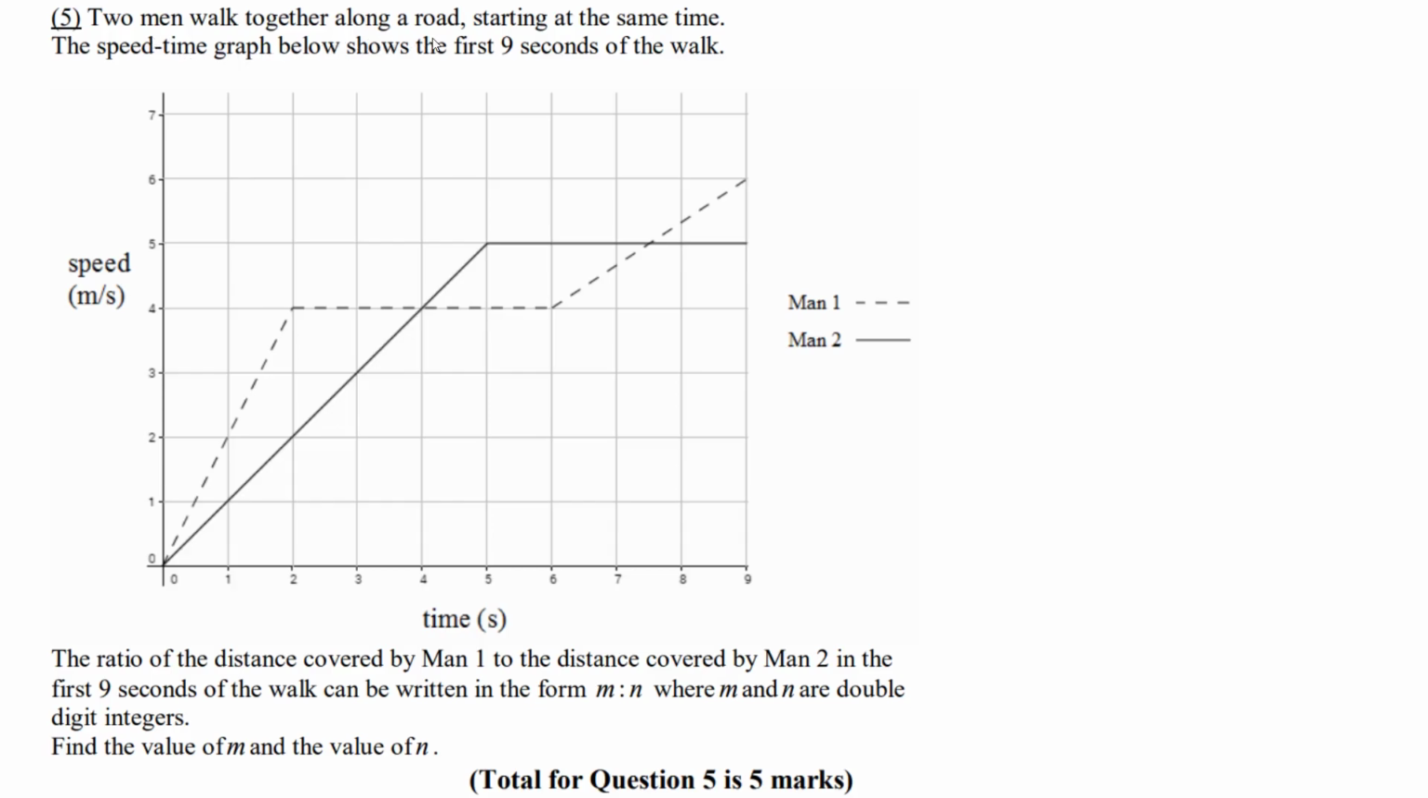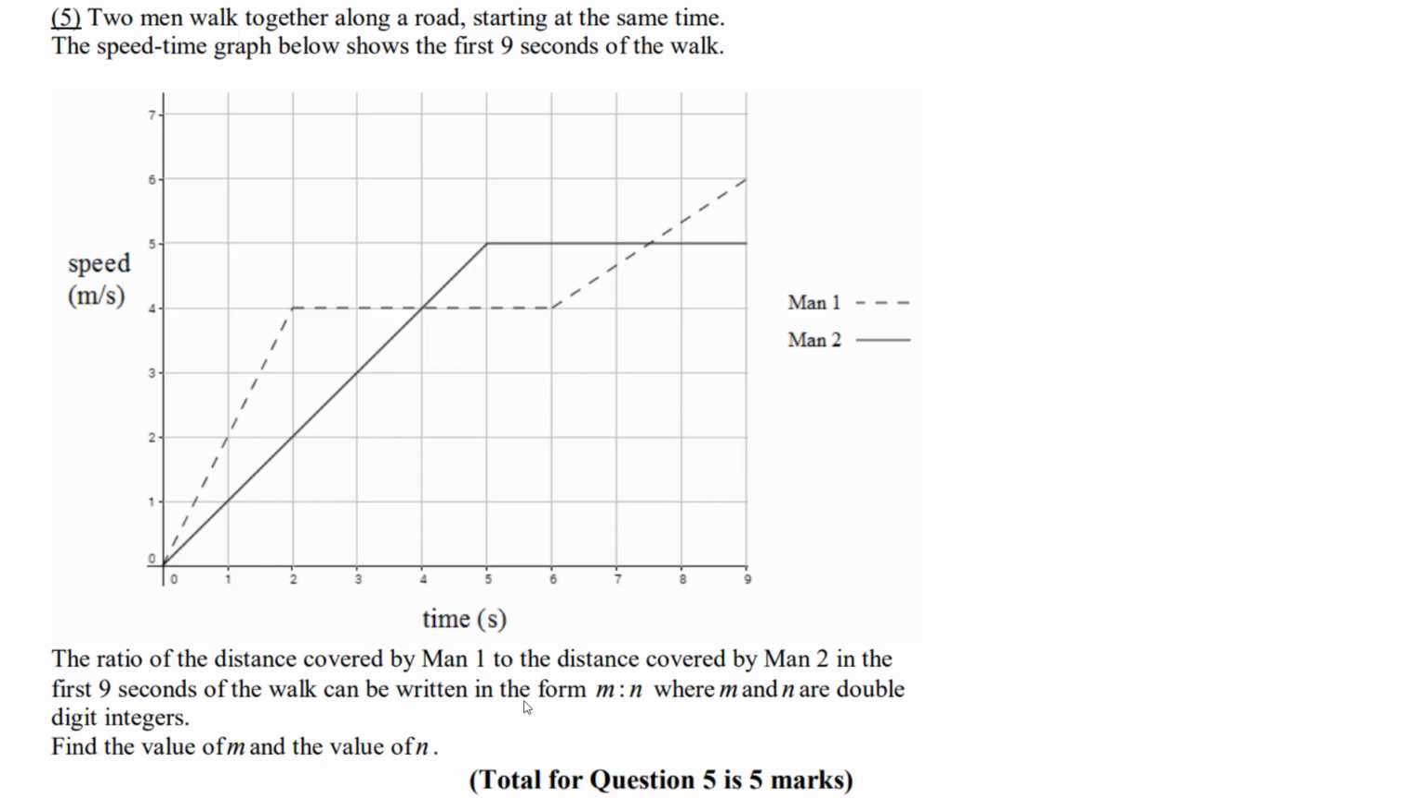Two men walk together along a road, starting at the same time. The speed time graph below shows the first 9 seconds of their walk. So we've got man 1 in this dotted line, and man 2 in this one. And so the ratio of the distance covered by man 1 to the distance covered by man 2 in the first 9 seconds, so overall, can be written in the form m to n, where m and n are double-digit integers. Find the value of m and n.